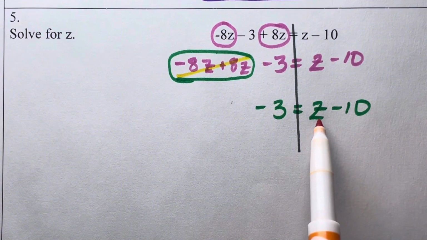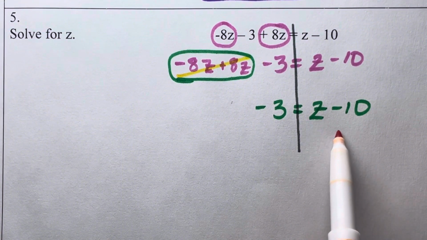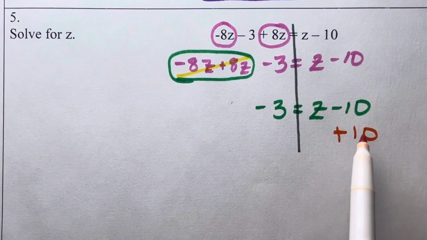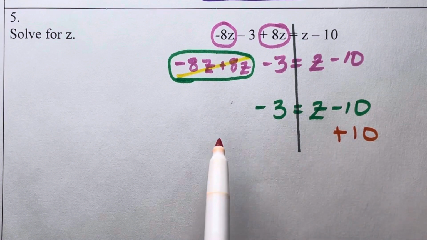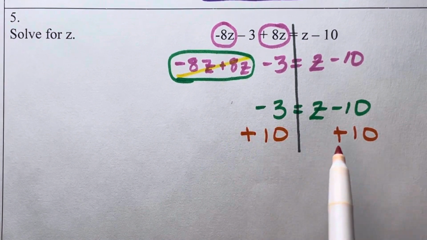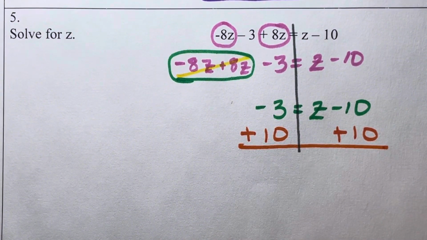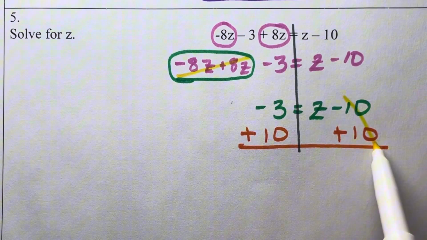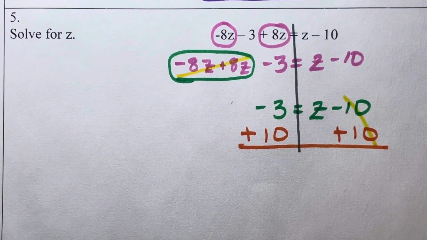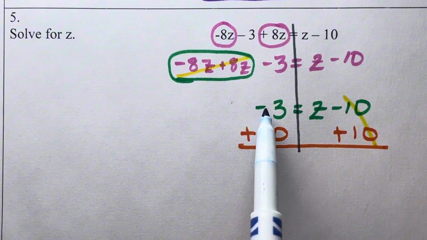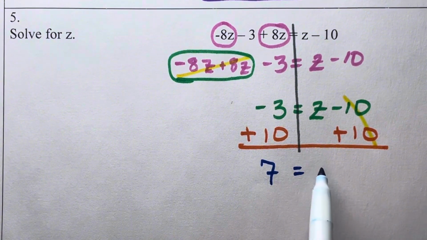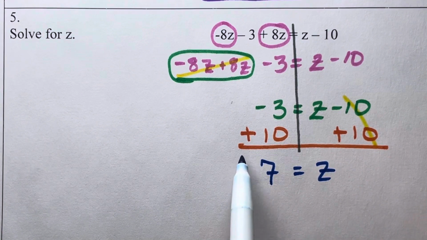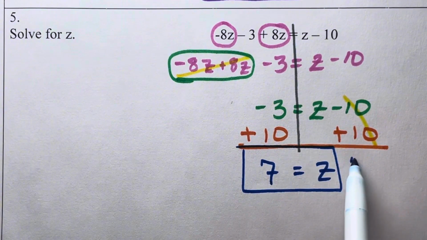All we have to do to get z alone is add 10. And because right now it is subtracting, the opposite is adding. And what you do on one side of the river, of course you do that to the other side of the river. Your 10s on the right cancel out, leaving you with -3 plus 10 equaling 7. And that is our value of z. And there you go.